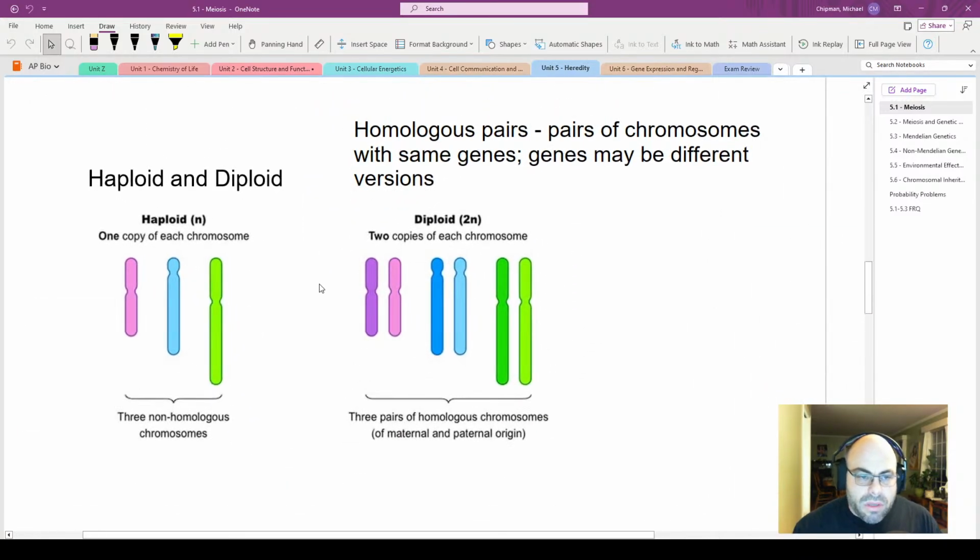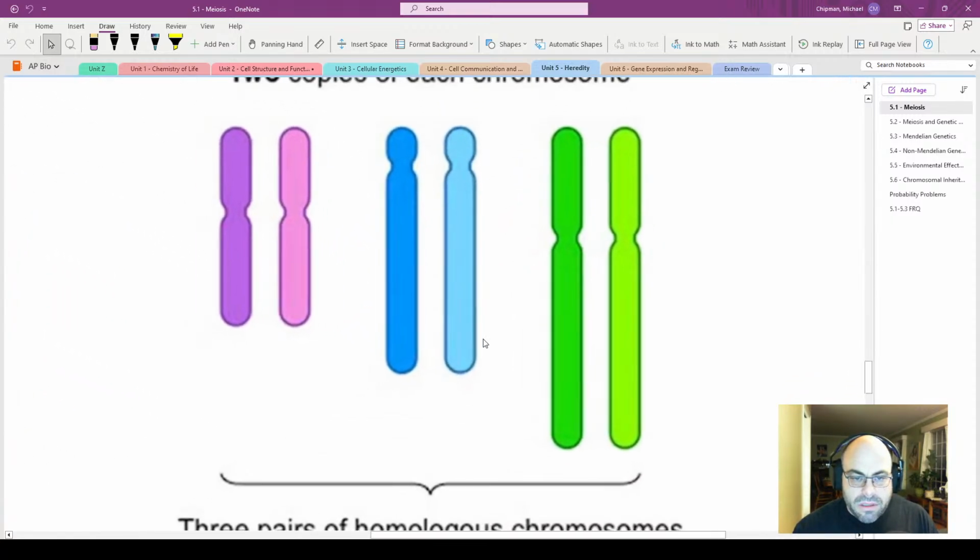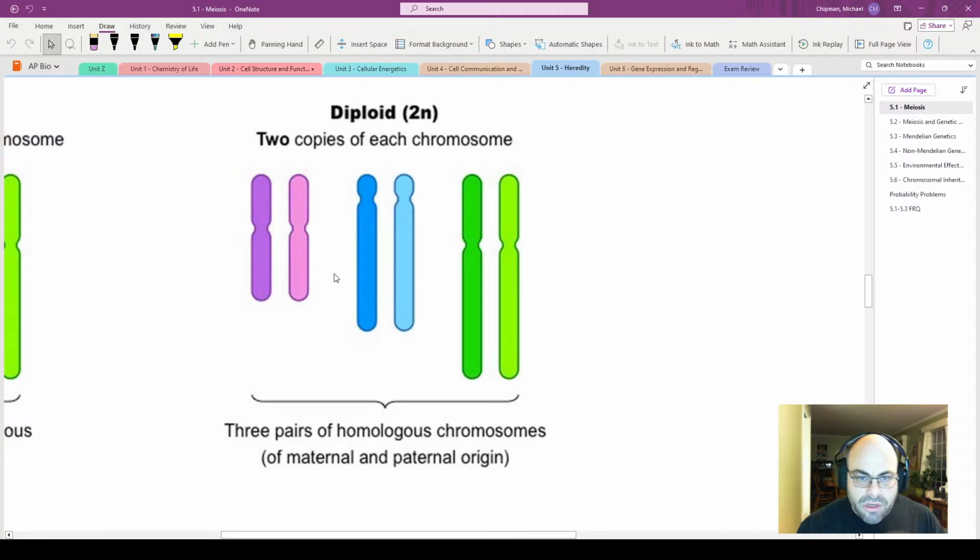Okay, so this is talking about homologous pairs. I love this picture because here this individual is 2n equals 6. That means they have 3 pairs of homologous chromosomes, or 3 homologous pairs, and they get purple from mom and pink from dad. They're the same chromosome, same genes, but just different versions. I like that because it shows the different colors.